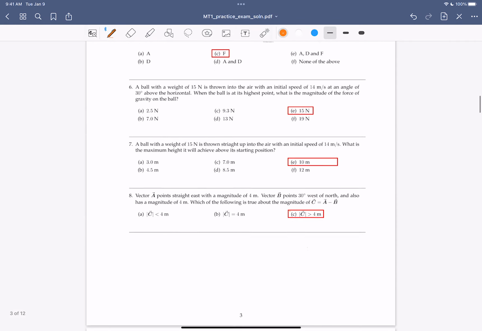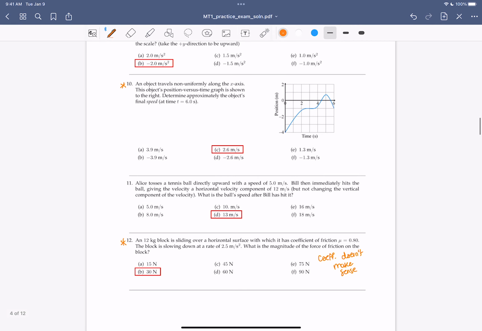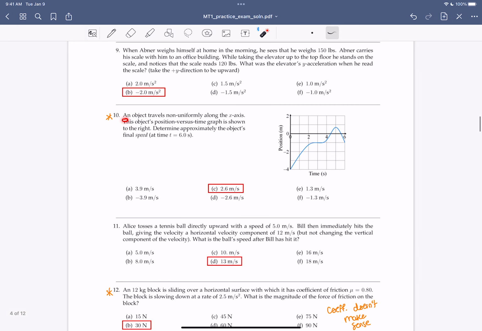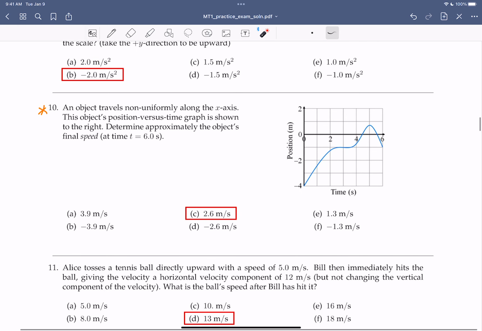Okay, cool. I'll try to move on first to the ones that I feel are the most important, and then I'll try and address as many as we can of the other multiple choice ones. So we have here number 10, an object travels non-uniformly along the x-axis. This object's position versus time graph is shown to the right. Determine approximately the object's final speed, right?